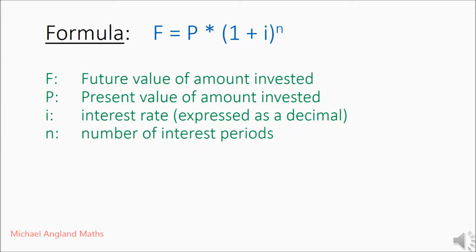The last letter in this equation is the n, which reflects the number of interest periods. Typically, interest is calculated per annum or by year, so it reflects the number of years that the amount is compounded for.